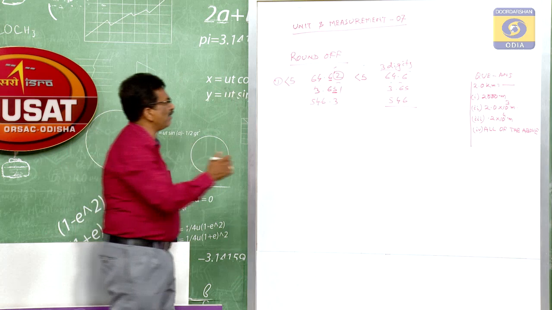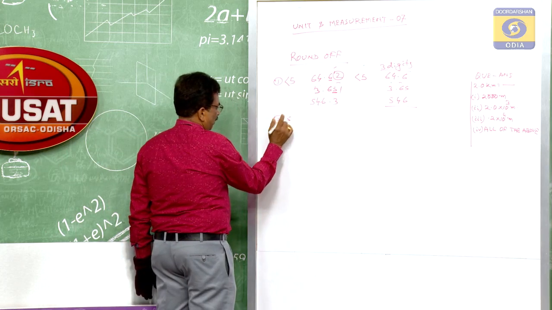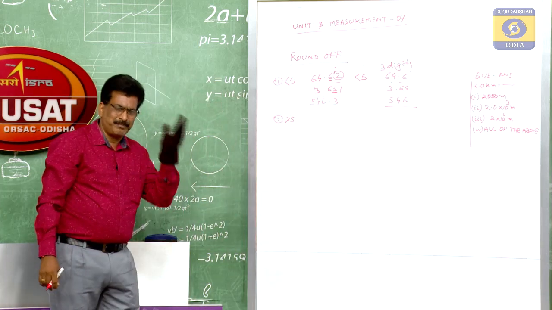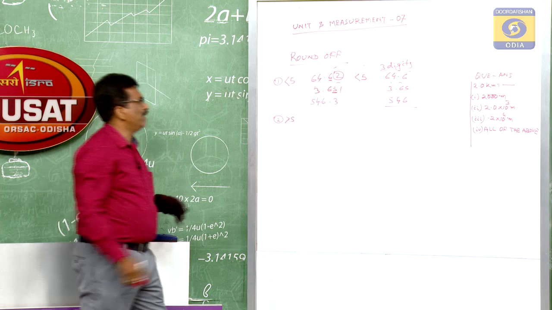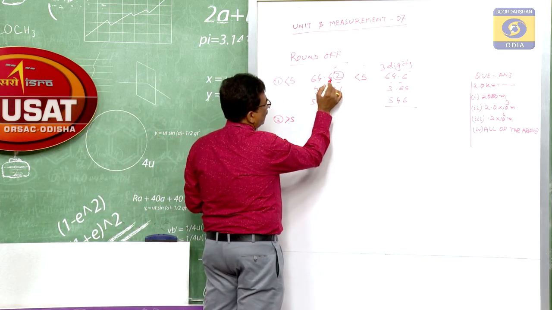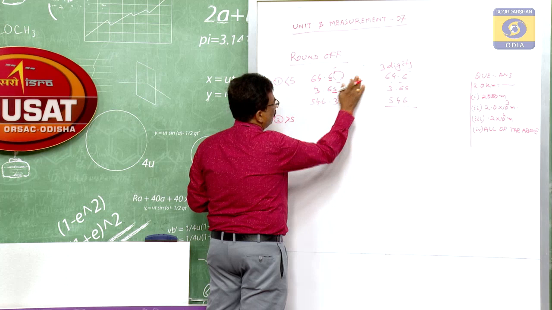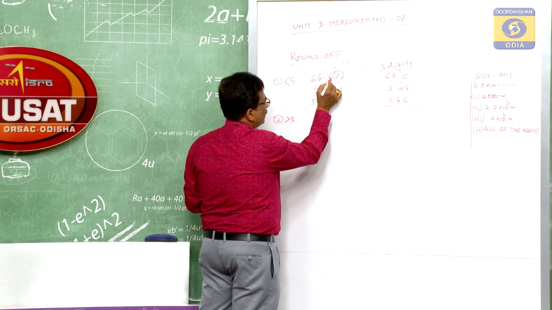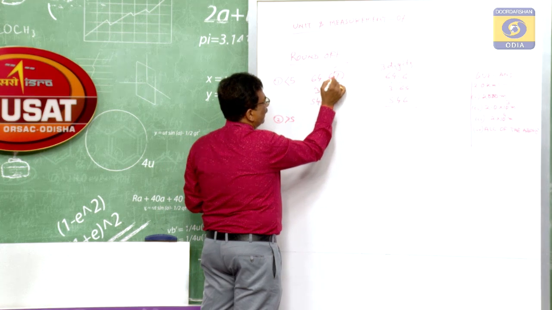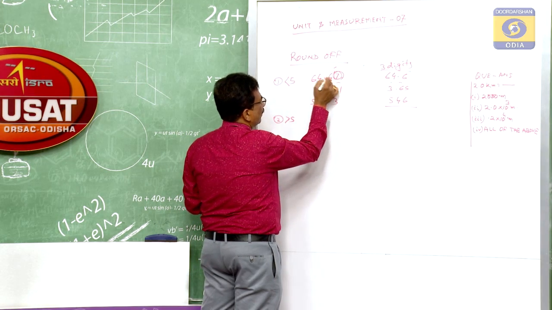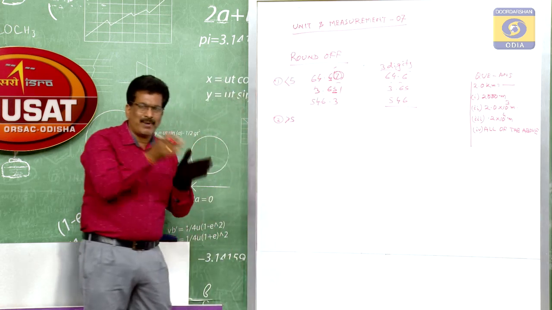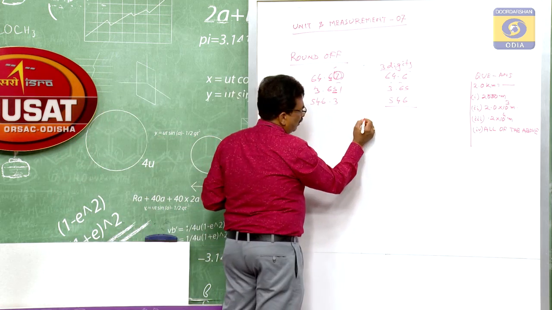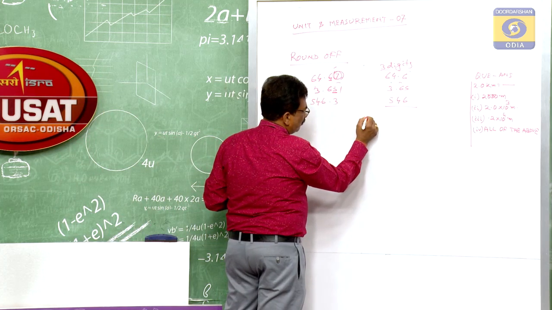If it is greater than 5, what will happen? For the preceding one, you have to add 1. Suppose 64.67, where the third decimal place is 7. So 7 is rounded up, which means the earlier one is to be added with 1.